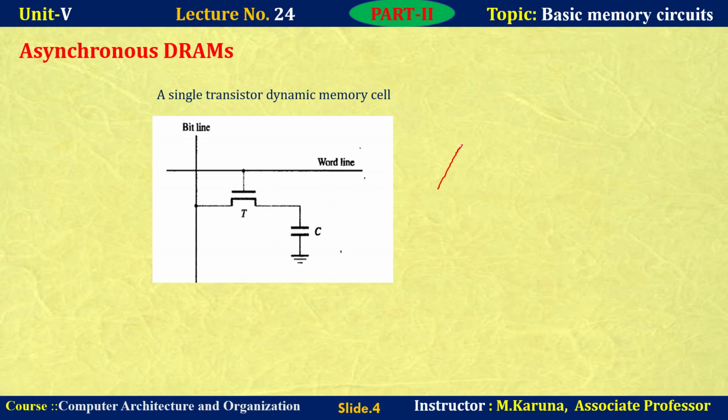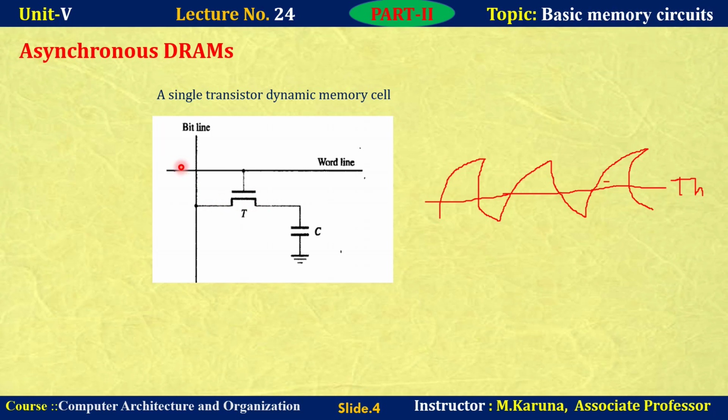For example, capacitor charging, discharging, charging, discharging. Capacitor voltage: if you take this as the threshold level, the transistor T in a selected cell is on.